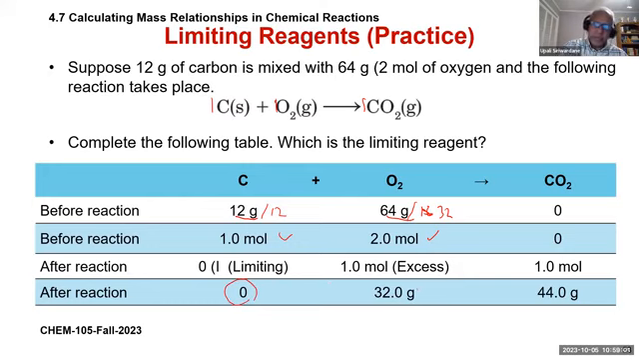Still, only 1 mole of oxygen is used. Therefore, 32 grams of oxygen remain. That's the excess. 1 mole of carbon produces 1 mole of carbon dioxide. Therefore, you get 44 grams of carbon dioxide. So which is the limiting reagent? Clearly it's carbon.